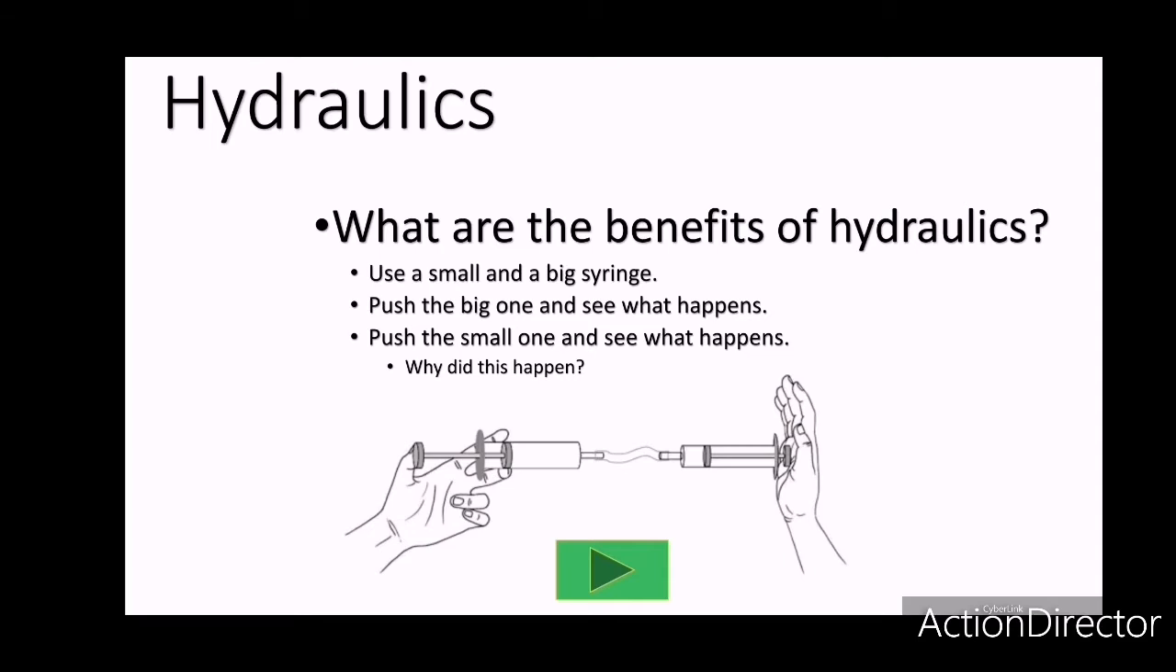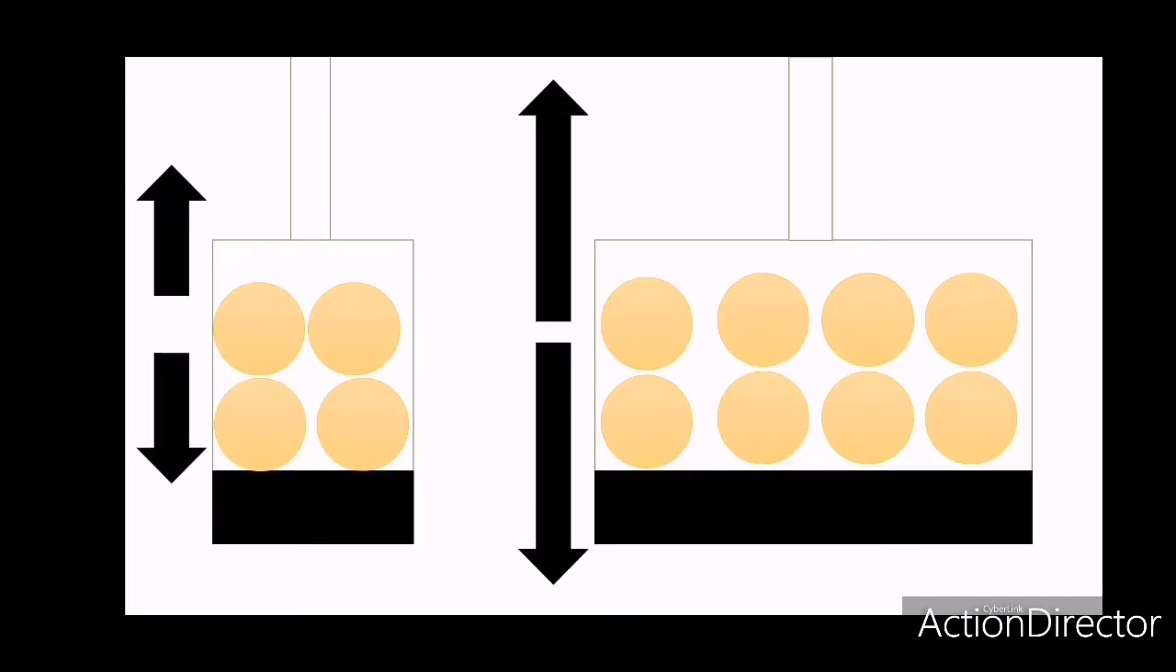Now, I want you to take a small syringe and a big syringe and connect them with a little pipe. Remember, it has to be filled with water. Try to push down on the big syringe and you will notice that it's really difficult. When you push on the small syringe, it is very easy. Why does this happen? We're going to look at a bit of science now, so we're going to nerd out a bit here. Newton's third law.